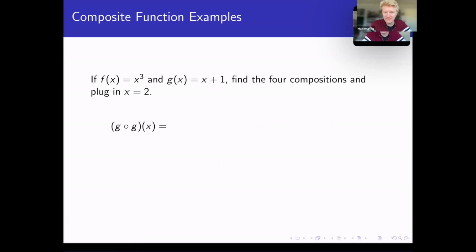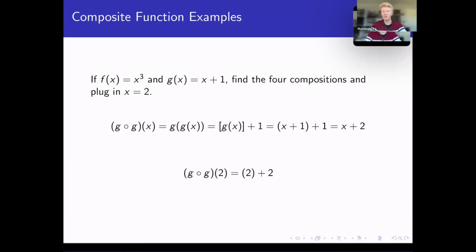G of g of x. Okay, g of g says g with g of x plugged in. All right, well, here's g of x. G of potato would be potato plus 1. So g of g of x is g of x plus 1. But again, we have a definition for g of x, and that is x plus 1. So in total, x plus 2. G of g of 2 would be 2 plus 2, 4.